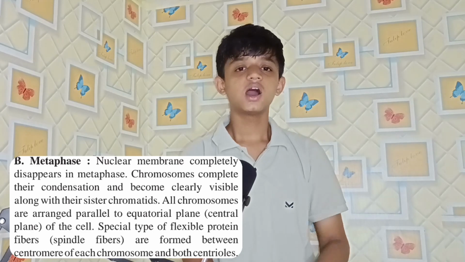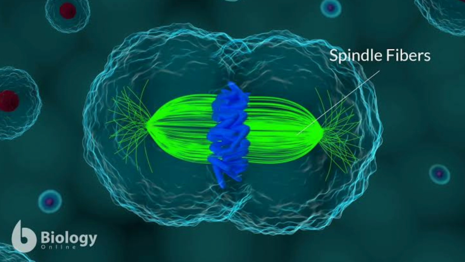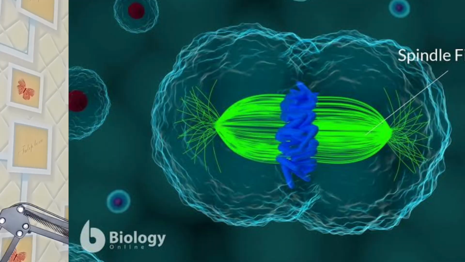In metaphase a special type of flexible protein called spindle fiber is formed between the two centrioles, the T-shaped ones. It is formed between them, and that spindle fiber goes to the centromere of each duplicated chromosome. So it joins them to the two centrioles. This is what it looks like. And after that, the chromosomes are aligned at the equatorial plane.